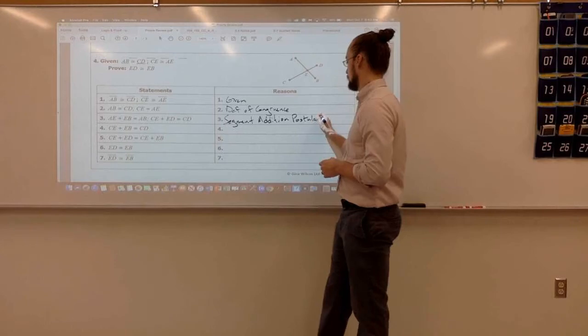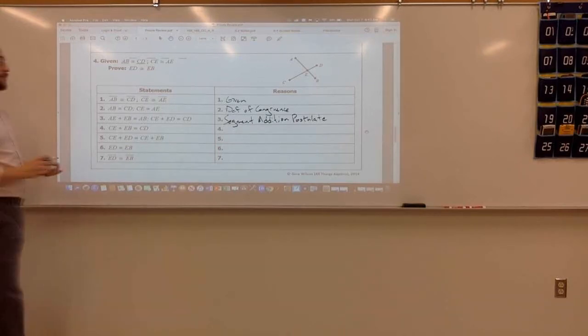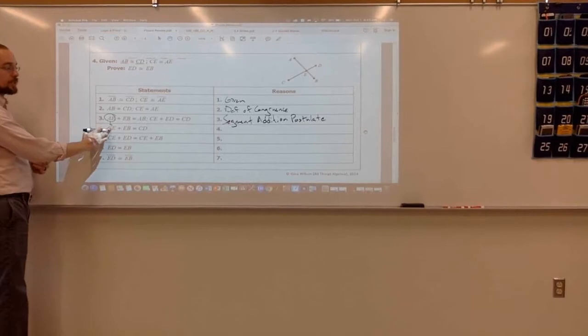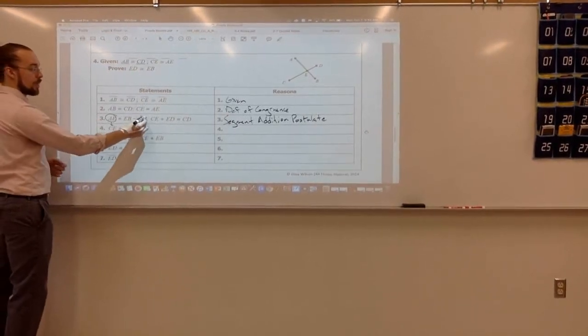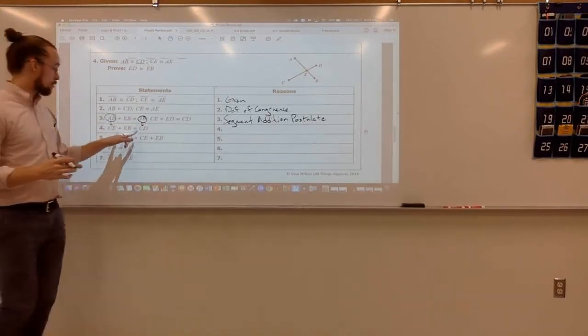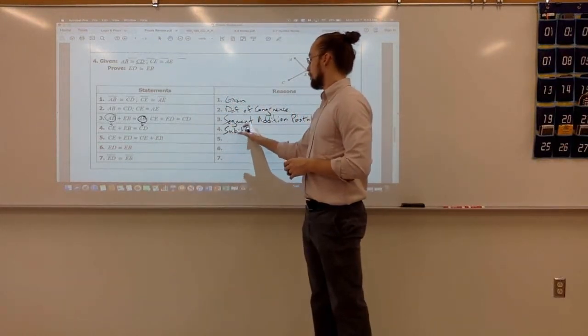So now they say CE plus EB equals CD. This one I think is a little bit tougher. Can anybody see what's happening from line 3 to line 4 here? If we look at this equation to this equation, we have two things that changed. AE changed into CE. Well, I can do that because I know they're equal. And also AB changed into CD because I know those are equal. So I substituted two different things in here. But that's still just substitution property.